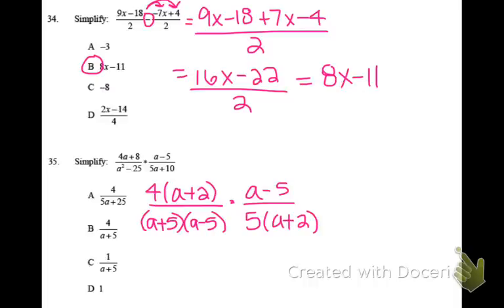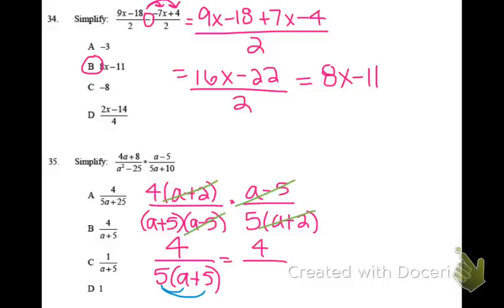Get cancel happy. So cancel, cancel. I can also cancel out my a minus 5s. So that leaves me with 4 over 5 times a plus 5. If you look at your answer choices, you do not have anything that looks exactly like that. But if we distribute the 5 down here, that gives us 5a plus 25, which is letter A.